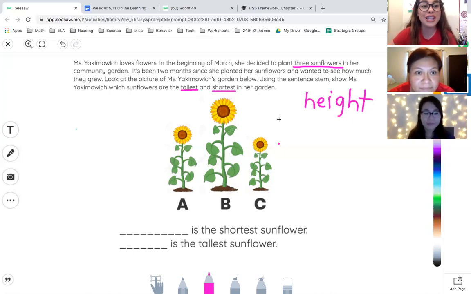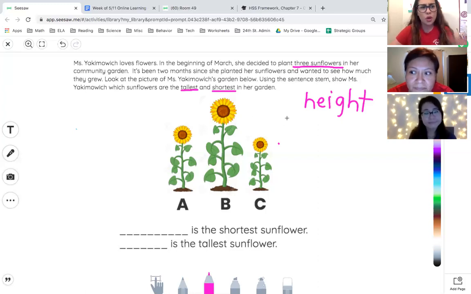Miss Yakimowicz loves flowers. In the beginning of March, she decided to plant 3 sunflowers in her community garden. It's been 2 months since she planted her sunflowers, and she wanted to see how much they grew. Look at the picture of Miss Yakimowicz's garden below. Using the sentence stem, show Miss Yakimowicz which sunflowers are the tallest and shortest in her garden.